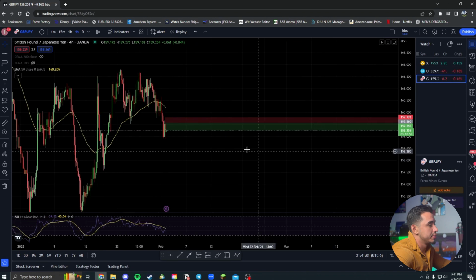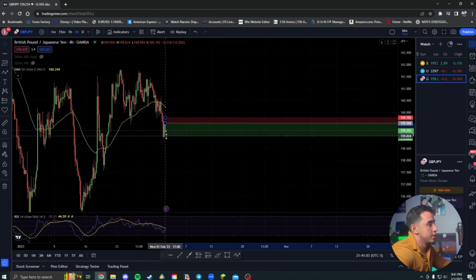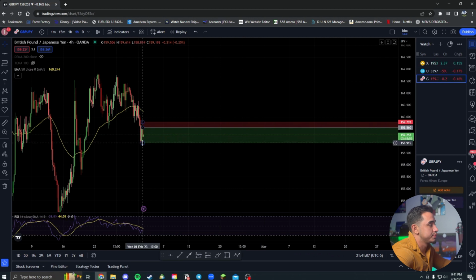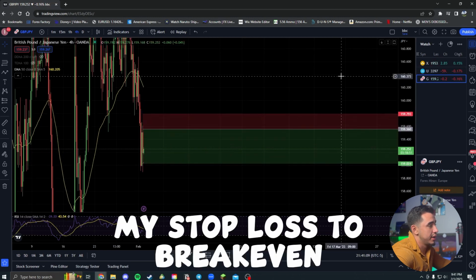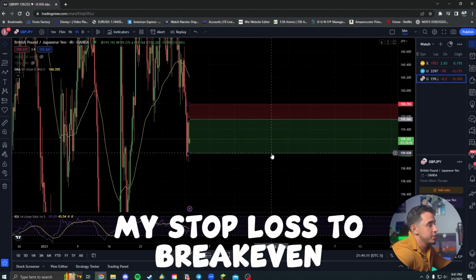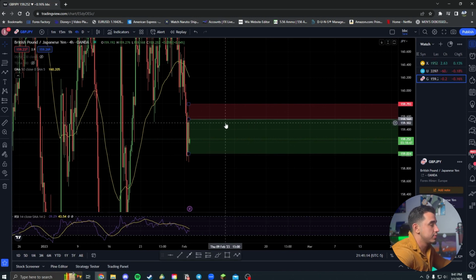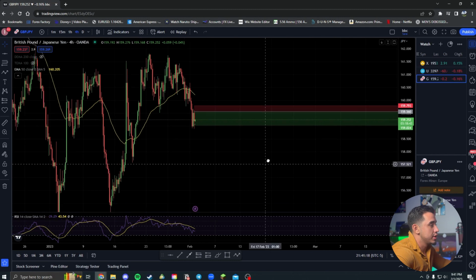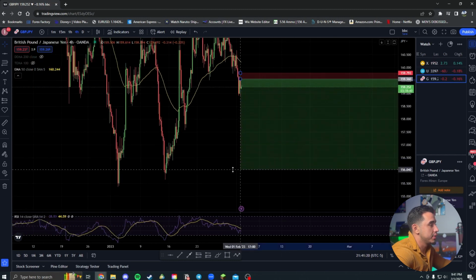this is a 1-to-1, so no go. Probably when price gets down here, this will be a 1-to-2. Then I'll move my stop loss to break even. And the main reason I say break even is because you want to give the trade room to roam. Make sure that you give the trade enough space to actually play out.